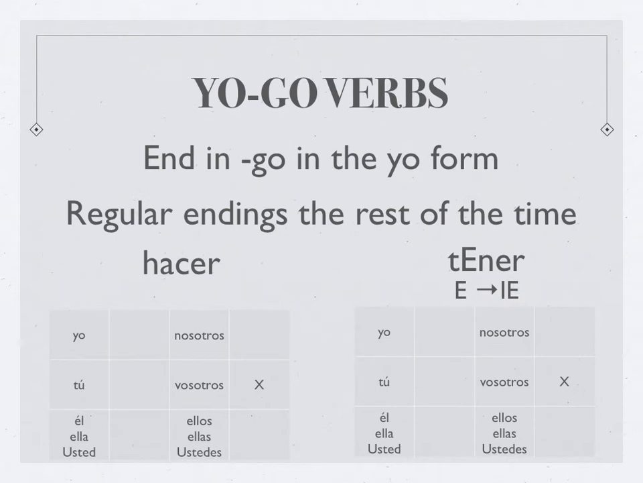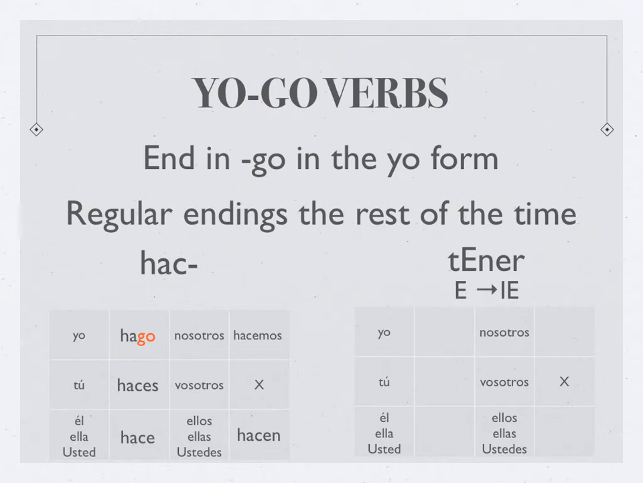The next type of verb we're going to learn about are called yogo verbs. So we already saw this a little bit with decir. There are two more we're going to learn about. They end in go in the yo form, but have the regular endings the rest of the time. So our first verb is hacer, which is a normal verb. So we're going to take off the ER, and then we're going to conjugate it. So we have yo hago, tú haces, él, ella, usted hace, nosotros hacemos, and ellos, ellas, ustedes hacen. So the only thing weird about hacer is that it has hago instead of haco.